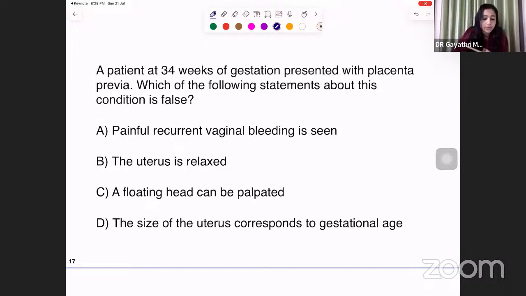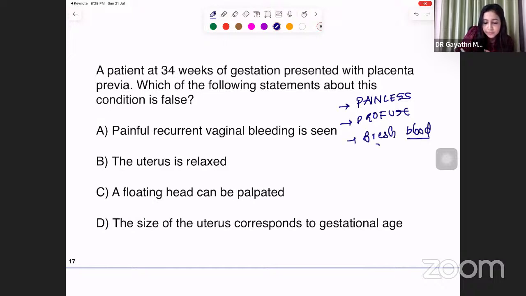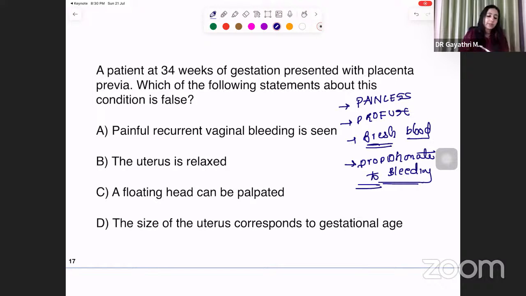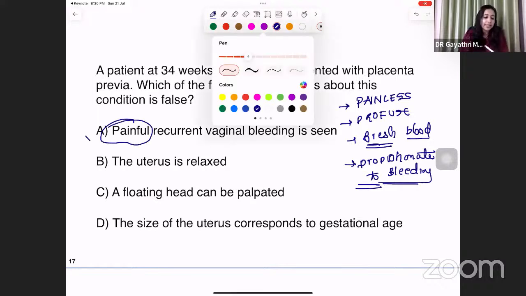So the first thing that I write is the P's. You have painless bleeding. It is profuse. It is fresh in color. It is fresh blood that is coming out. And symptoms are proportionate. The symptoms are proportionate to the bleeding. So the first point, that is painful bleeding. Is it right? That's wrong.